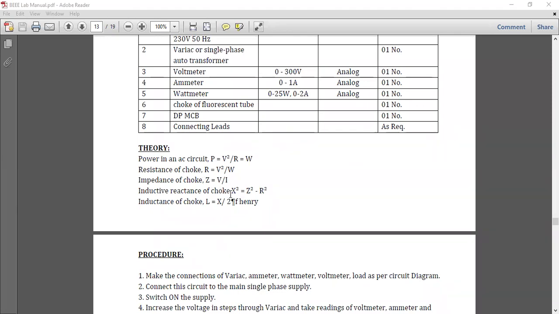And from this Z, we have to calculate first the inductive reactance, X square is equals to Z square minus R square. Then from this X, calculate the L. L is equals to X upon 2 pi F. And the unit for inductance is Henry. So by using these formulas in this experiment, we are going to calculate the resistance and inductance also.